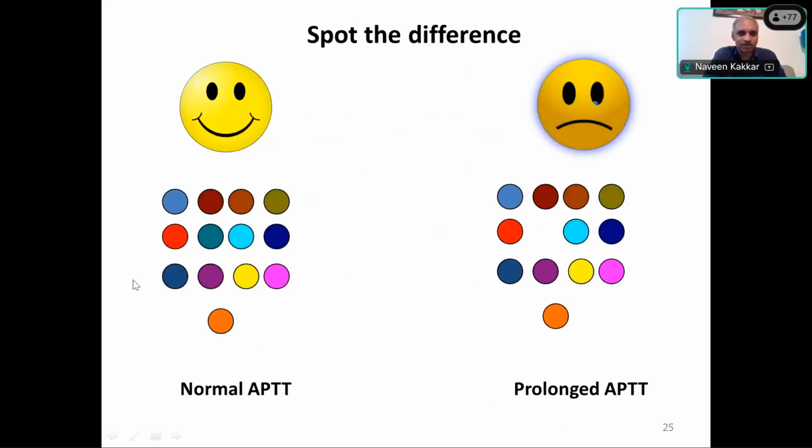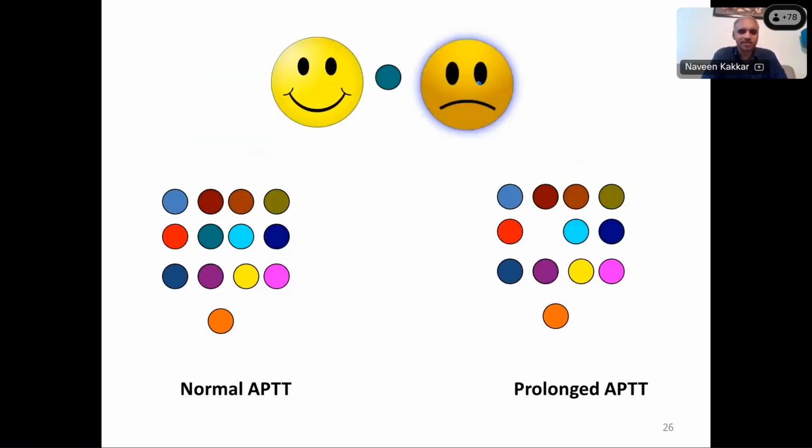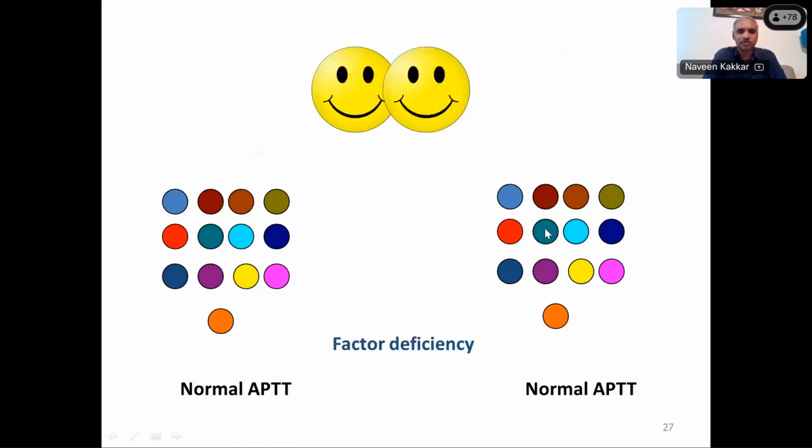So let's say this is a normal sample or control plasma. This is your test patient. He has one factor missing. We don't know which one, but one factor missing, and the control has all the factors. So when we mix the two, the control, which has excess of all factors, actually supplies the missing factor to the test patient. So the aPTT comes back to normal. If this happens, which is the basis of a mixing study, you know there is a factor deficiency.